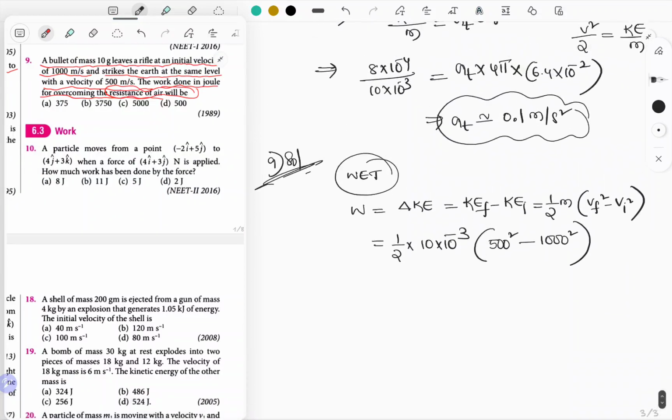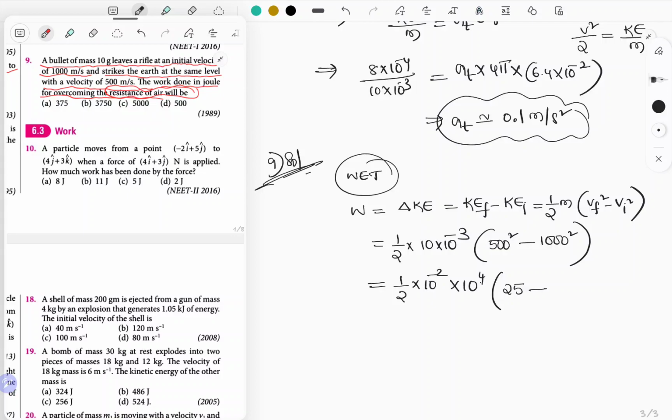In this calculation, you may feel it is difficult, so do one thing that is common. Can I write it as 5 into 100 whole square? That means 100 square can be taken outside, so it can be replaced as 10 power minus 2 into 100 square. 100 square means 10 power 4. You can take common 5 square, 25, minus this one remaining, which is going to be 100, which can be replaced as 25 minus 100 is 75, right?